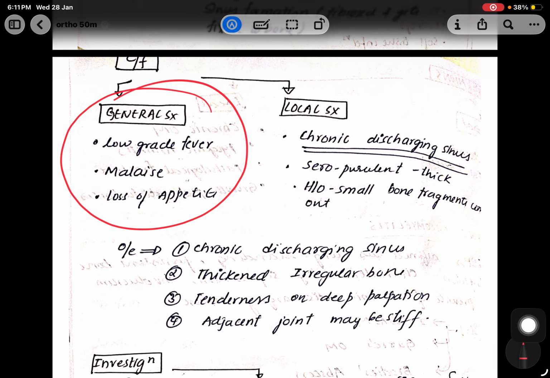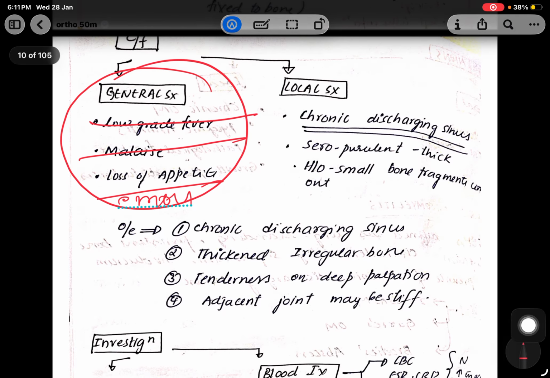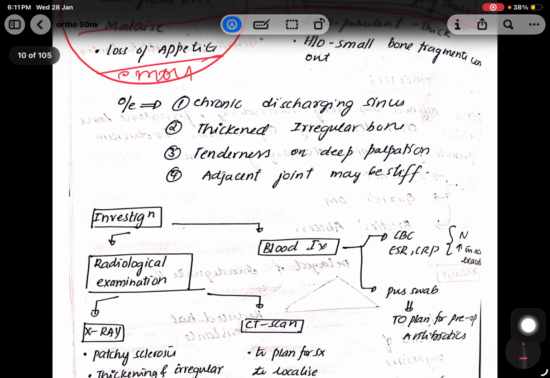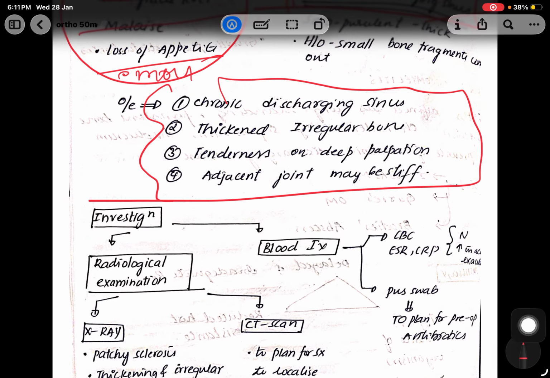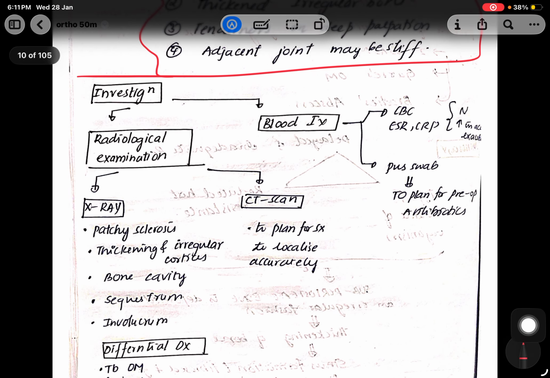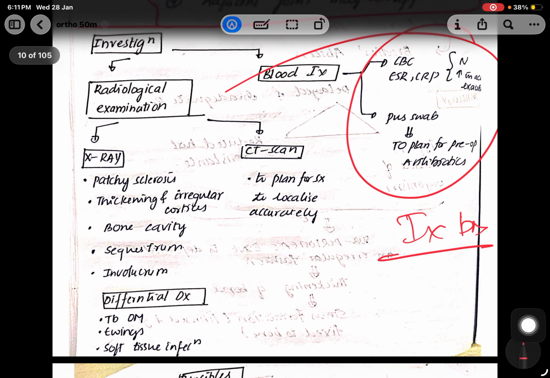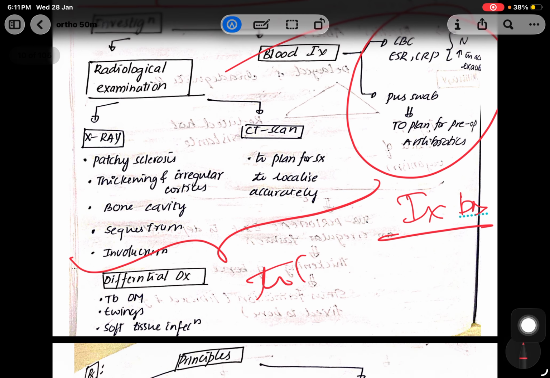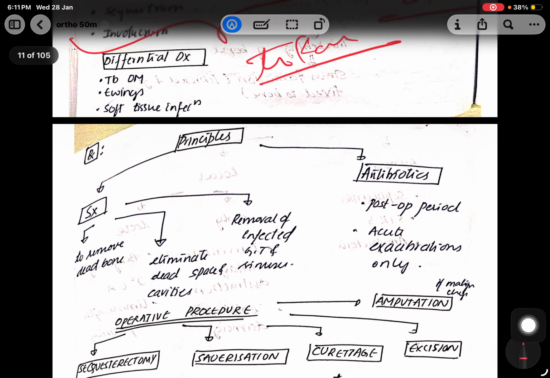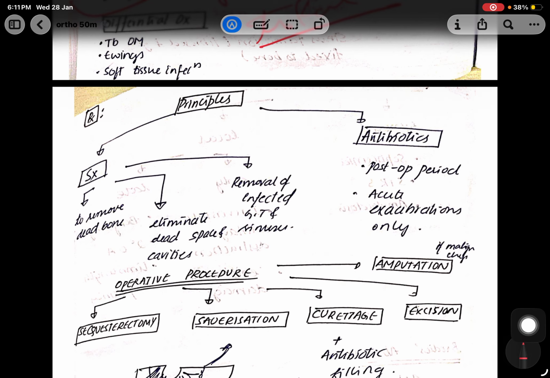Then again, here the major thing is the pain on movement. You will have low-grade fever, malaise, and loss of weight. But the defining feature of chronic osteomyelitis is a chronic discharging sinus. Okay, these are the examination findings. I'm sure you can just read about that. And investigation, again, investigation based protocol, and also radiological investigation to know the extent. Okay, principles of treatment here, it's basically a surgical thing. Only antibiotics are given after the post-operative stage.